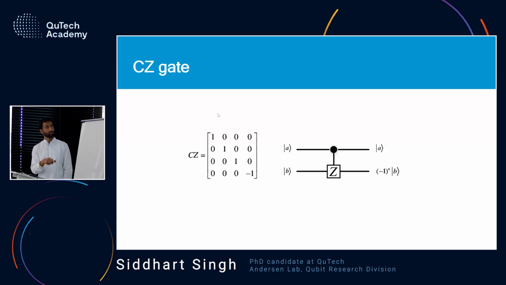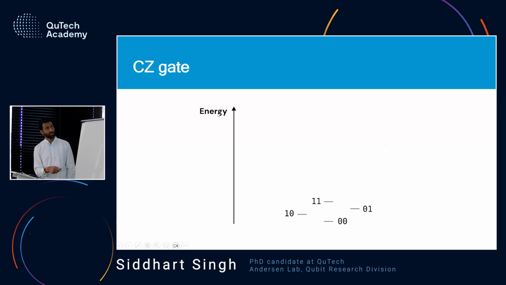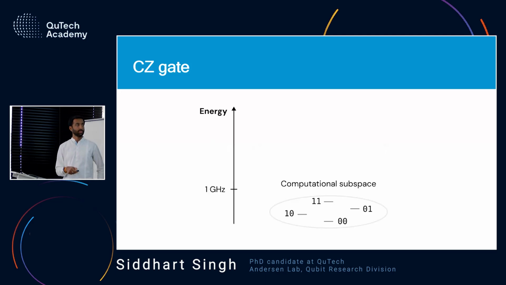How do we do this? We use 2 fluxoniums, the states of which are 0 and 1. So when you combine the system, it will be 0 0, first qubit in 1, second qubit in 1, and both the qubits in 1. And this will constitute our computational subspace. All these 4 levels will be below 1 gigahertz.